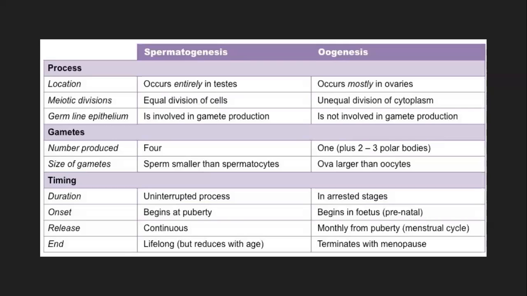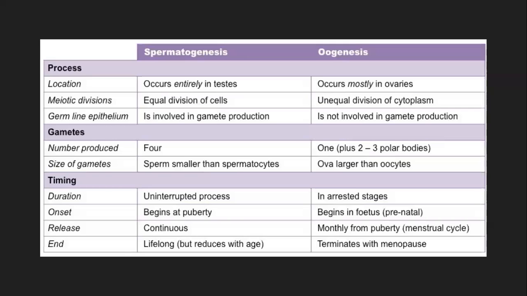Size of the gametes: sperms are much smaller, hardly a few micrometers, and ova are almost 100 micrometers in size. So there is a drastic difference, almost 10 times in size between the sperm and ova that are produced.